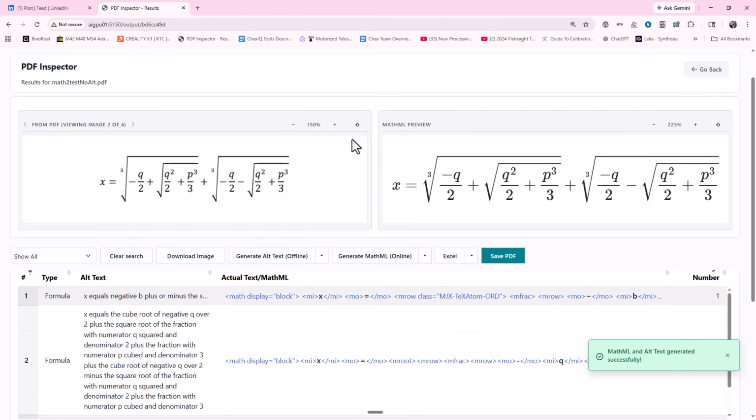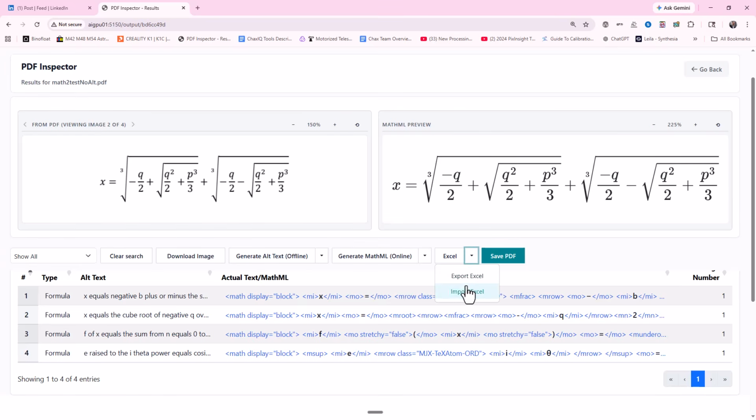If we come up here to our first equation, we can see that it did in fact get this right. Now you can see that the minus q over 2 has become minus q over 2. Now, I'm not a math genius. I don't know if that's right or wrong, but that's where you can then export this out to Excel and go and give this to a math expert who could then edit and tell you whether it's right or wrong, and then you could bring it back in.